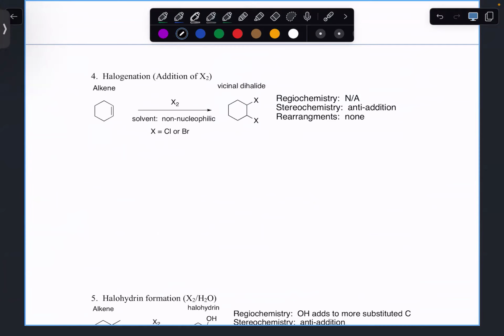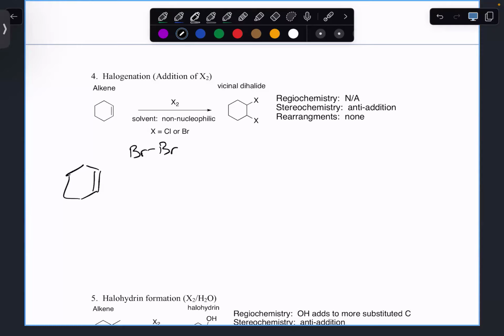So you can see here, you can use either molecular chlorine or molecular bromine, and that will add a halogen to each of the double bond carbons. So I'm going to show you how this works. As always, if you have an alkene, like we've seen multiple times on Tuesday, it's the pi electrons that are going to go out and attack, right? And they are going to attack something that is electrophilic. In this case, it is the molecular halogen.